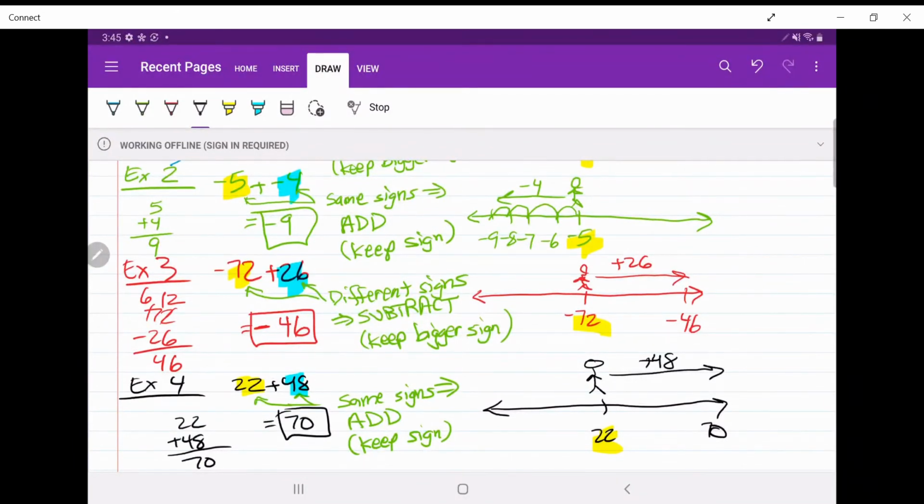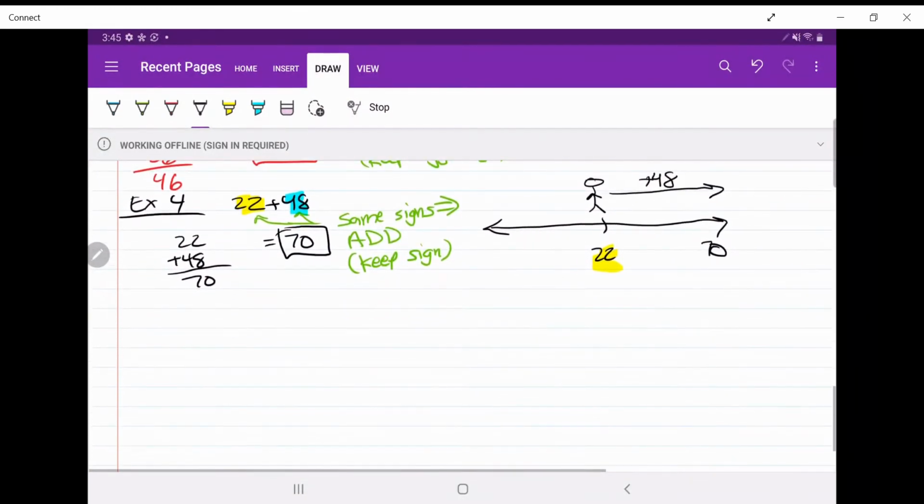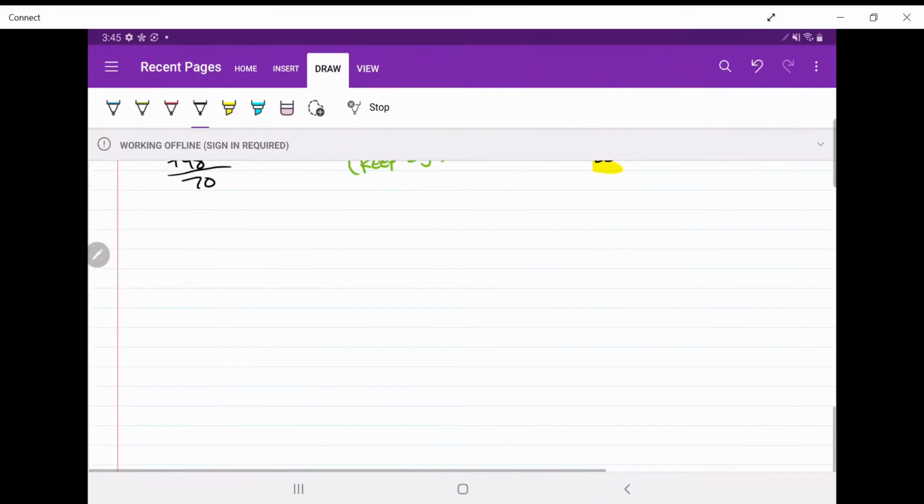So that's the horizontal number line method that involves walking left and right or backwards and forwards. Now we're going to try the vertical number line method.